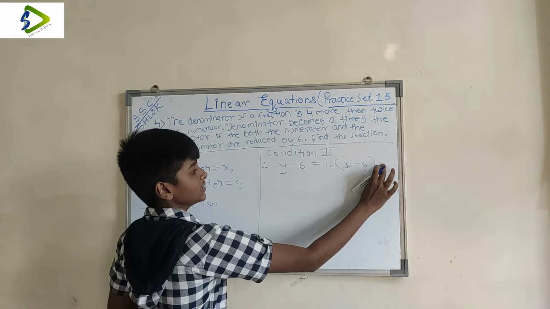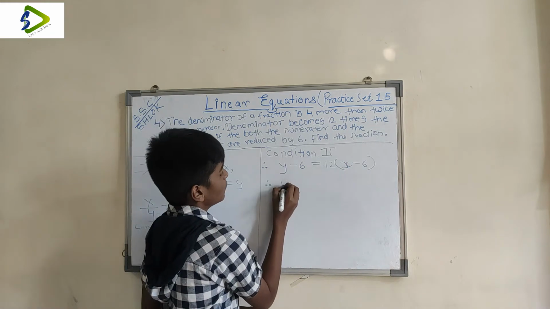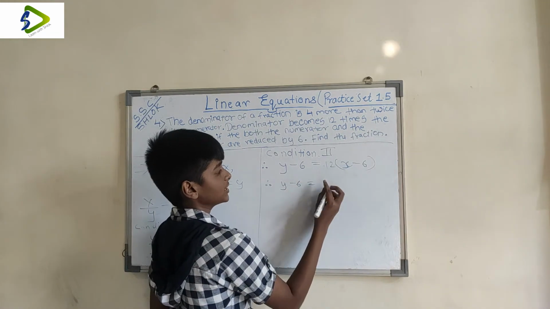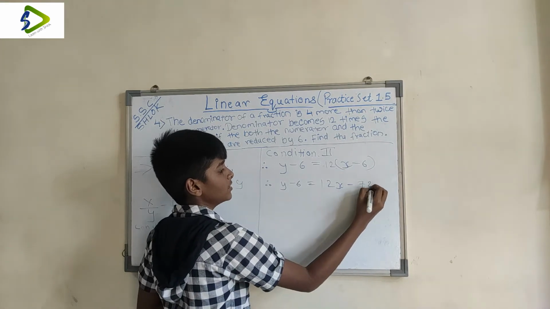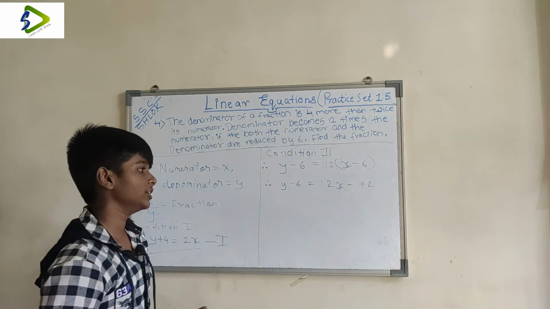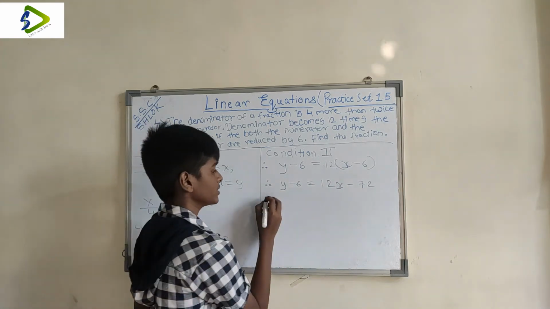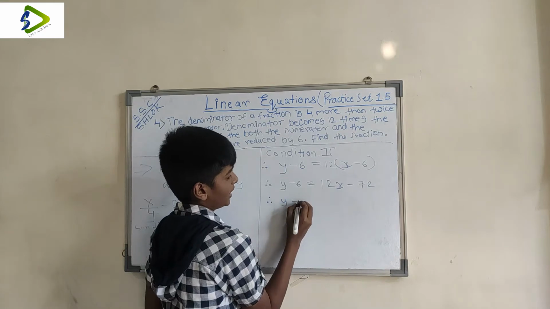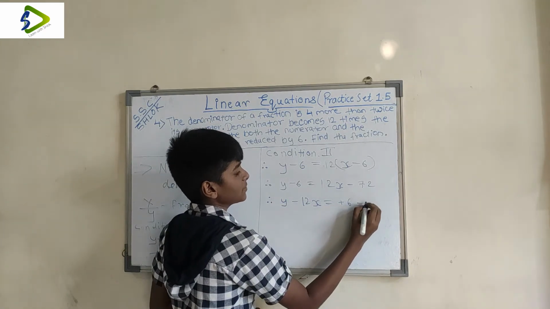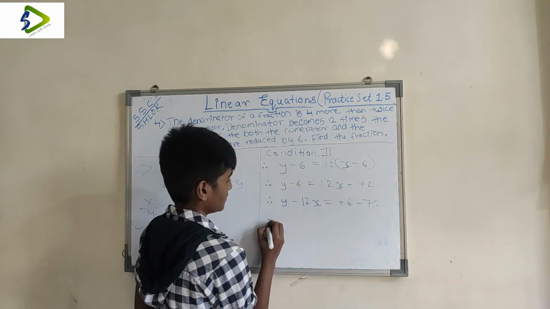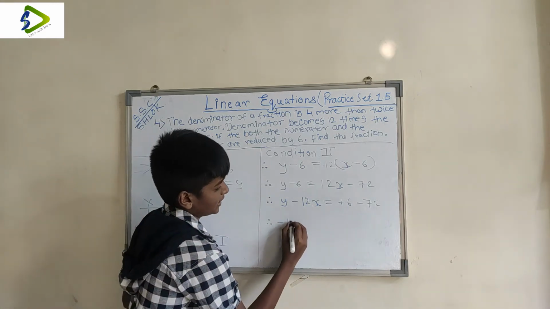Let's solve it. You can write it as y minus 6 is equal to 12 times (x minus 6), that is 12x, and 12 times 6 is 72. So it becomes 12x minus 72 over here. So let's take the constant to this side and the variables to this side.